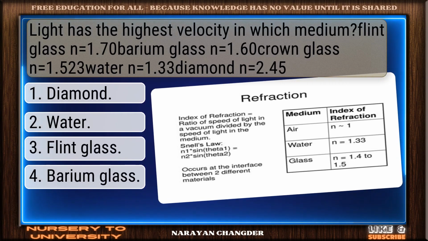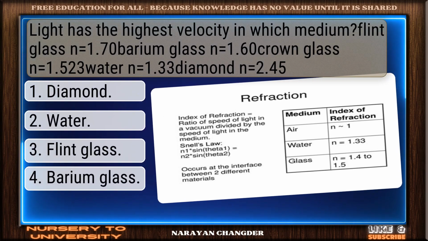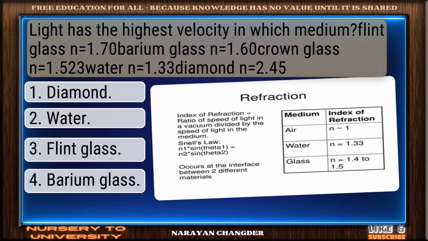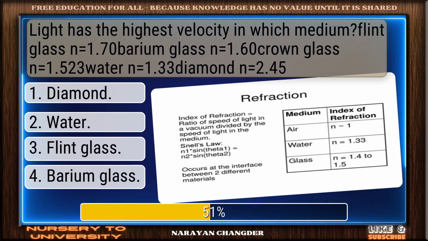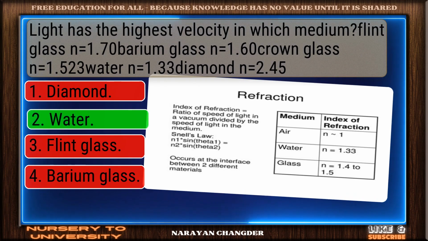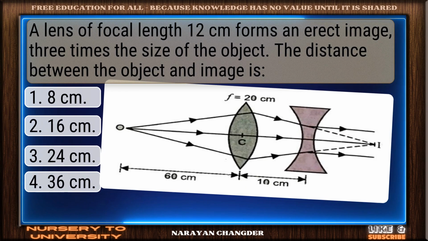Light has the highest velocity in which medium? Flint glass n equal to 1.70, barium glass n equal to 1.60, crown glass n equal to 1.523, water n equal to 1.33, diamond n equal to 2.45. Exactly. Water makes sense.